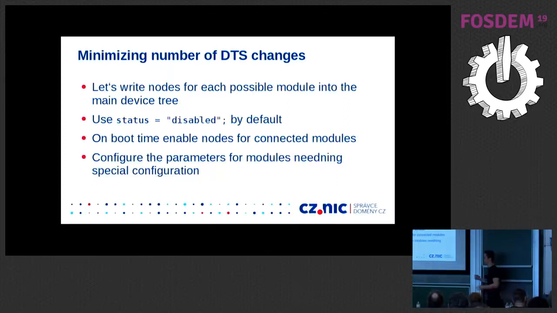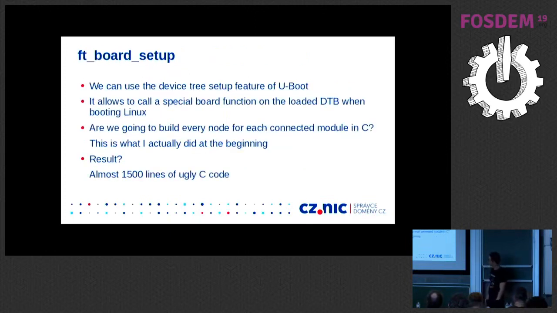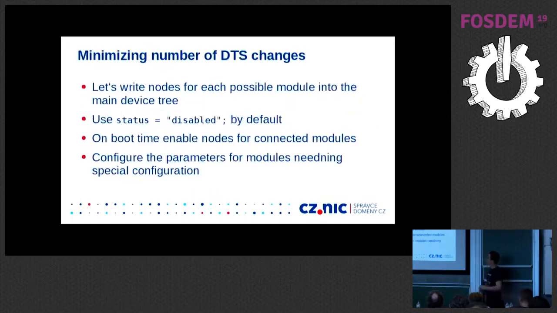So I decided that I will write a node for every module inside the main device tree in Linux, but I will use status disabled for those nodes, so that the kernel will ignore them by default. And at boot time, U-boot in this FT board setup function will just look at the SPI line, discover which modules are connected, and change status to OK on those nodes which are connected.